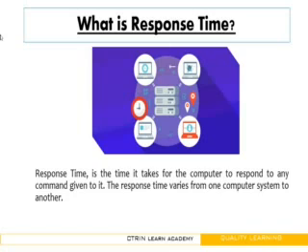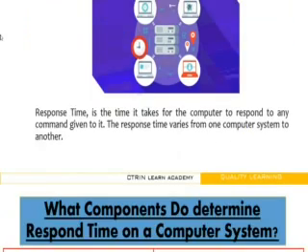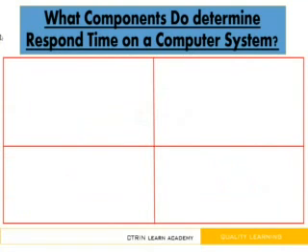So one of the things that you may ask yourself is, why is one particular system fast and another one slow? We're going to see that it's not about the type of the computer. It doesn't matter whether it's a laptop or a desktop or a notebook or a tablet that causes the response time to be either faster or slower. Nope. What matters are the components, what we refer to as the core components, and that's what we're going to see in our next slide.